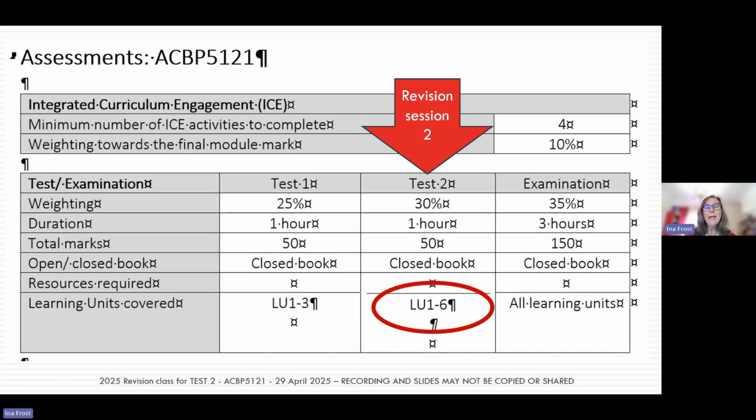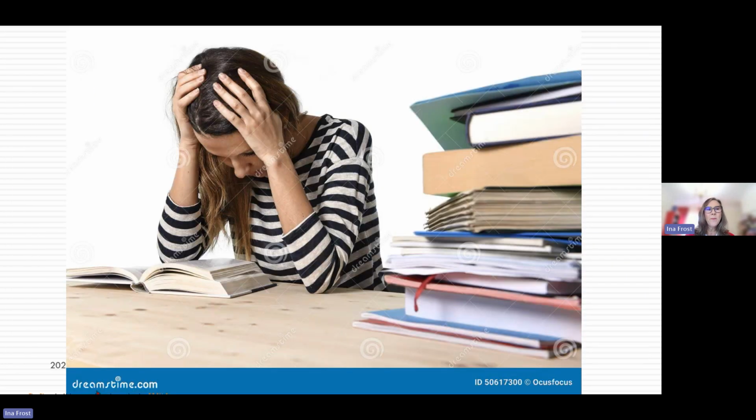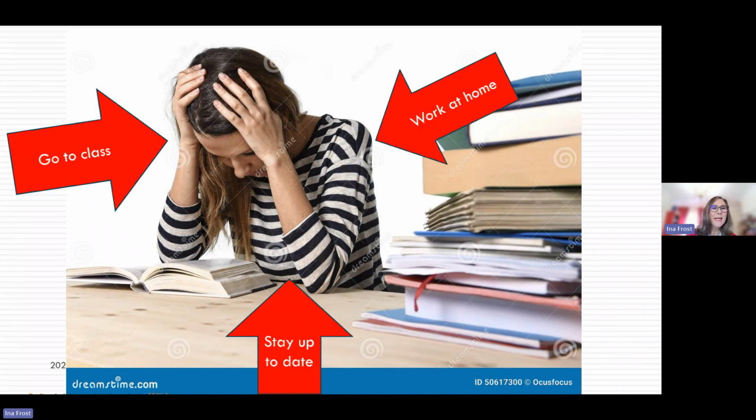Just a reminder, in case you joined us a little bit late this morning, our second semester test is going to deal with learning units 1 through to 6. So we start again at learning unit 1 and then we go up until learning unit number 6. Also, save the date: the 18th of June will be the morning for our exam revision session, so you can put that one in your diary.